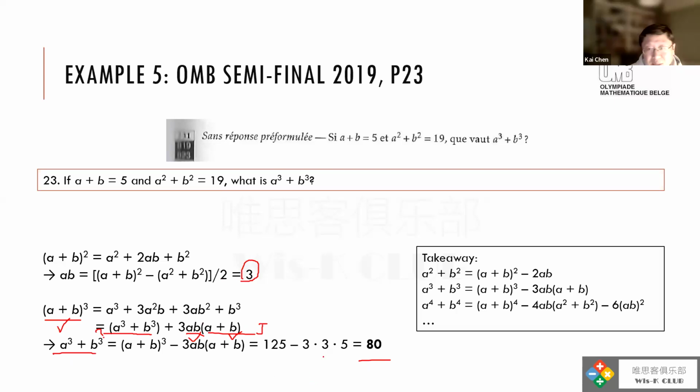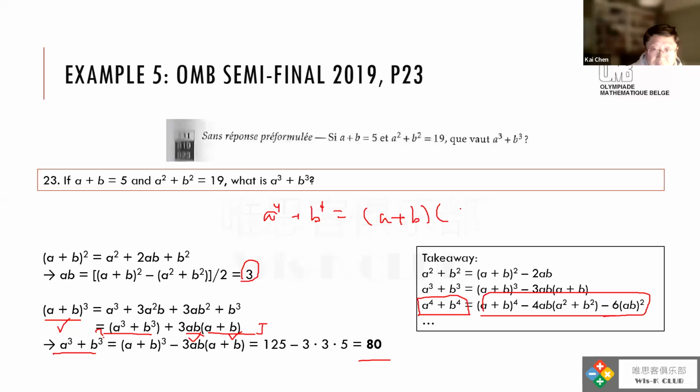So the same trick can be used to find the sum of the order 4, like A to the 4th plus B to the 4th. We can do the same. We can use also the identities. We can say, A to the 4th plus B to the 4th is what? It's like we just think about A plus B times A to the 3rd plus B to the 3rd.